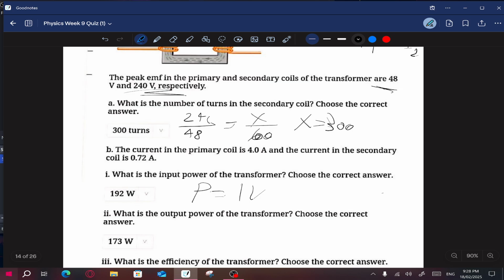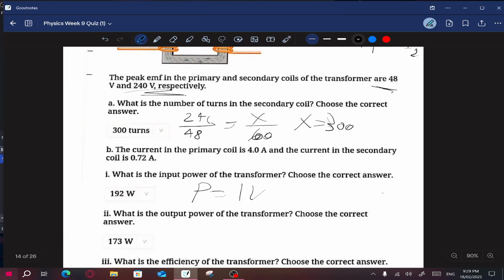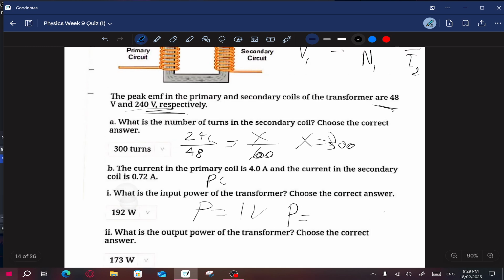Okay, what's the output power of the transformer? 0.2 amperes times 240. This gives you 173 watts. So that's P2, the power of the output, over the power of the input, P1, times 100. So it's going to be 173 over 192 times 100, which equals 90.1 or 90%.